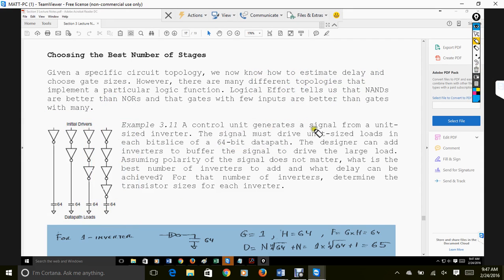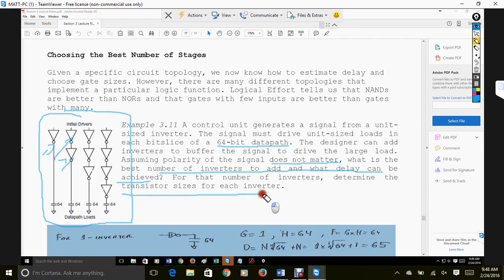So a control unit generates a signal from a unit-sized inverter. The signal must drive unit-sized loads at each bit slice of a 64-bit data path. The designer could add inverters to buffer the signal to drive the larger load. Assuming the polarity of the signal does not matter, which always does, but the whole point of the problem is to see how logical effort and paths actually affect the circuit. What is the best number of inverters to add, and what delay can be achieved? For that number of inverters, determine the transistor sizes for each inverter.